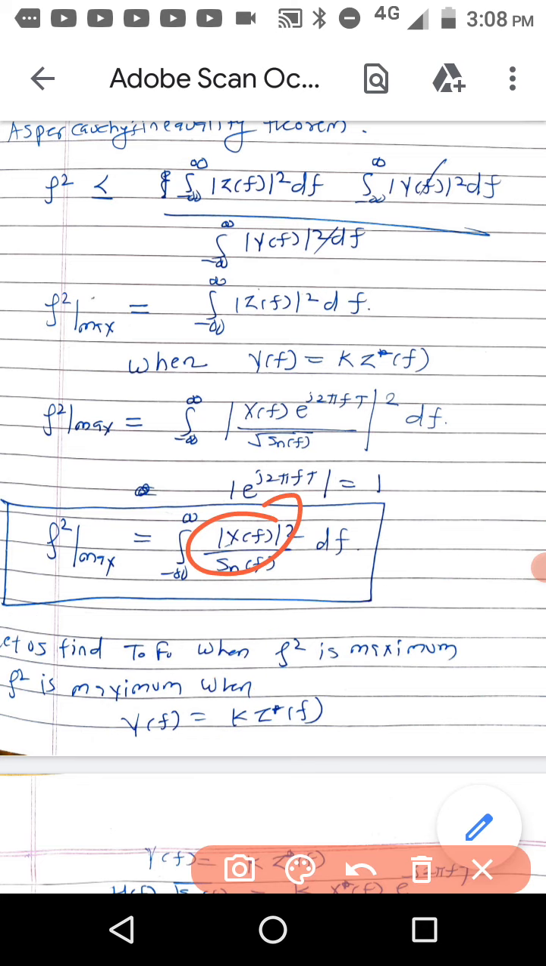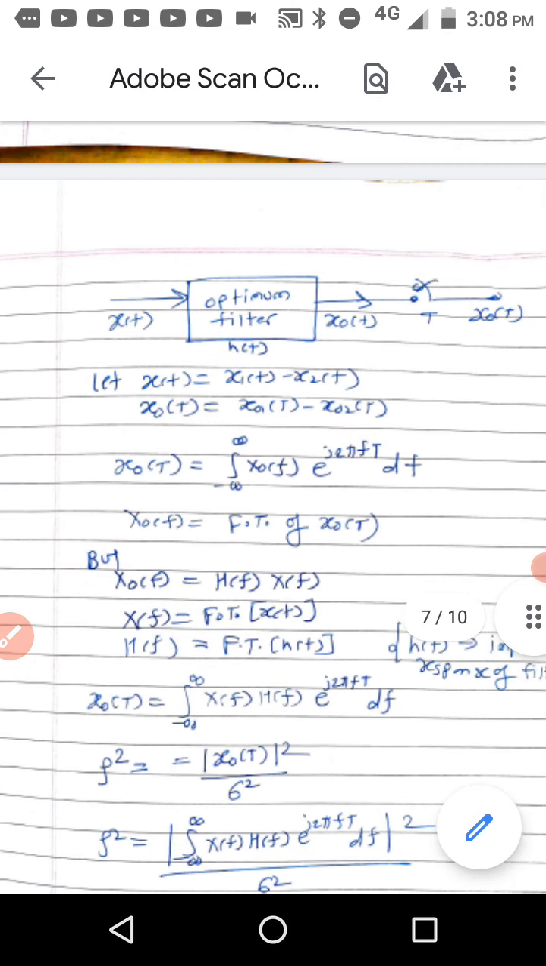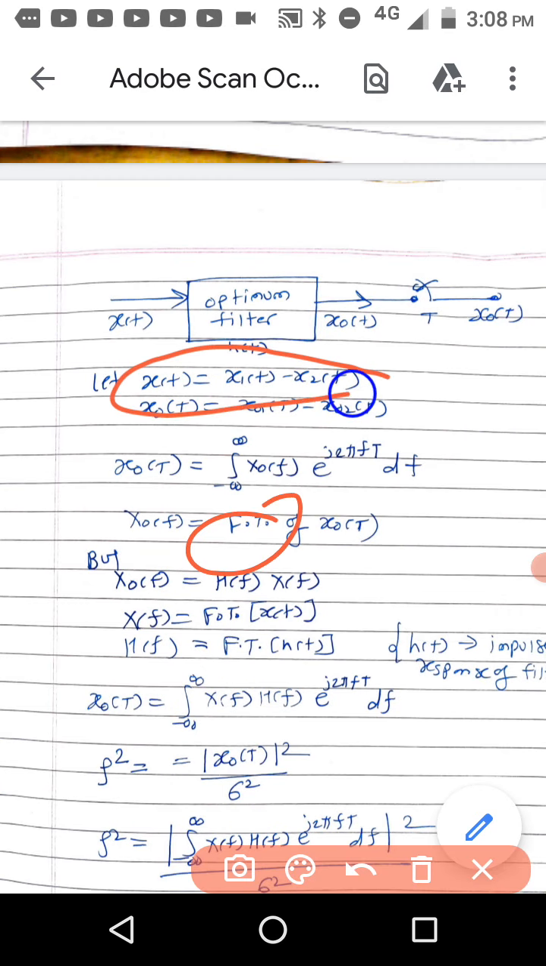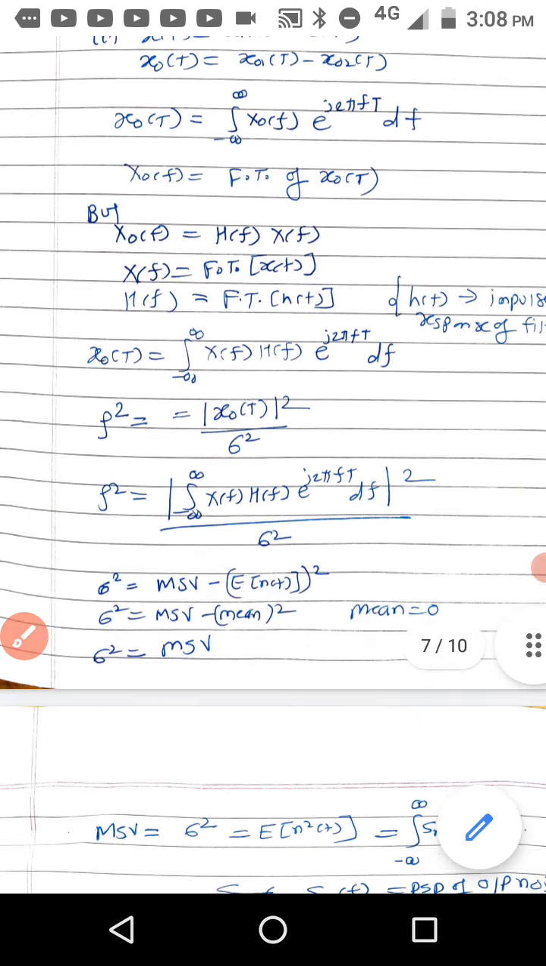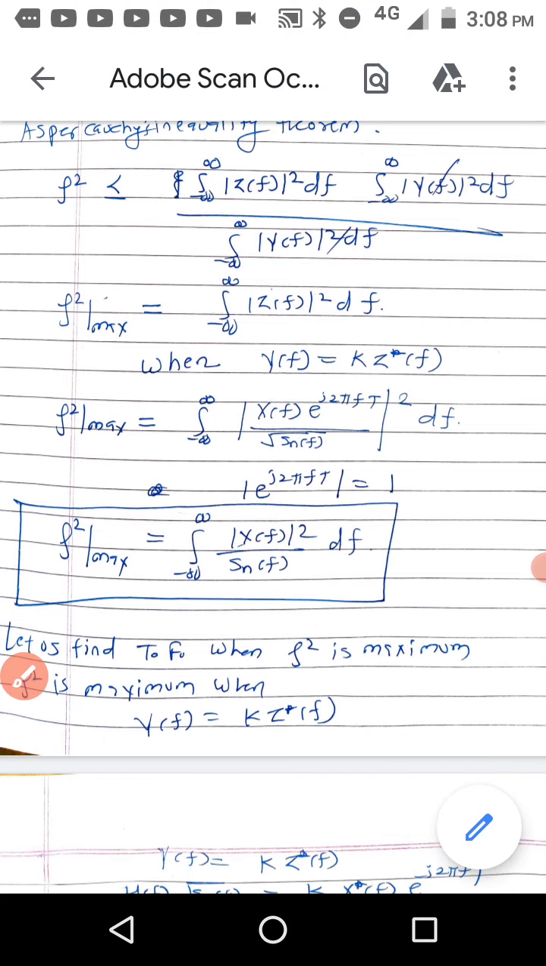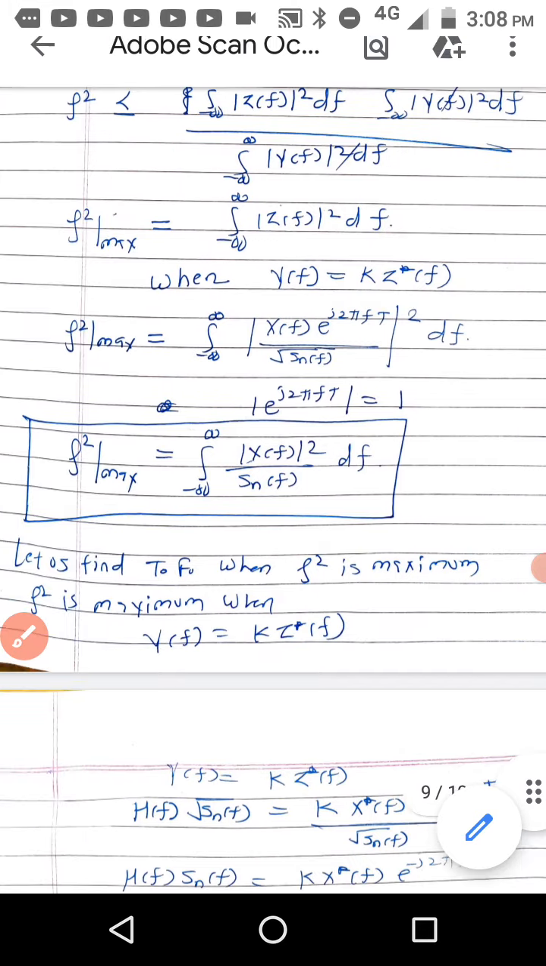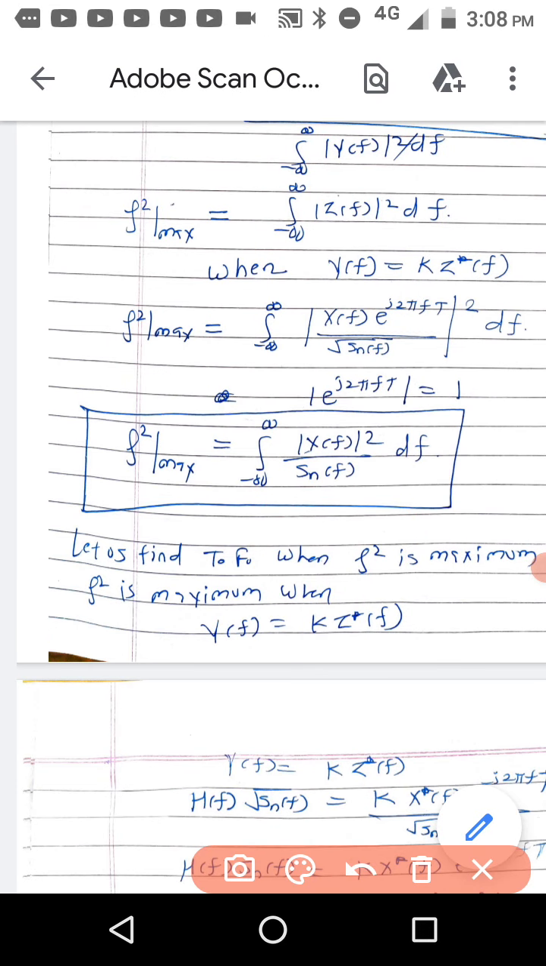X(f) is here. X(f) is the Fourier transform of x(t). x(t) is x1(t) minus x2(t). So you got this as the ρ square max. So you have to remember this equation. The maximum signal to noise ratio is the integral from minus infinity to infinity of mod X(f), the input signal difference Fourier transform, squared, df, divided by the input noise PSD.